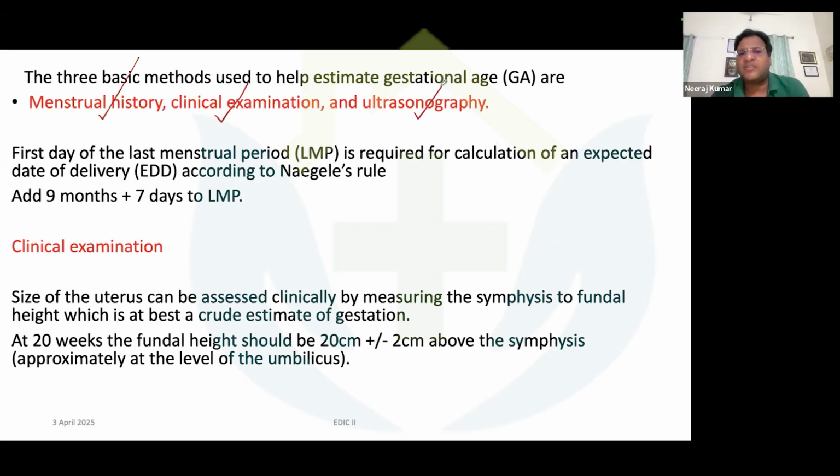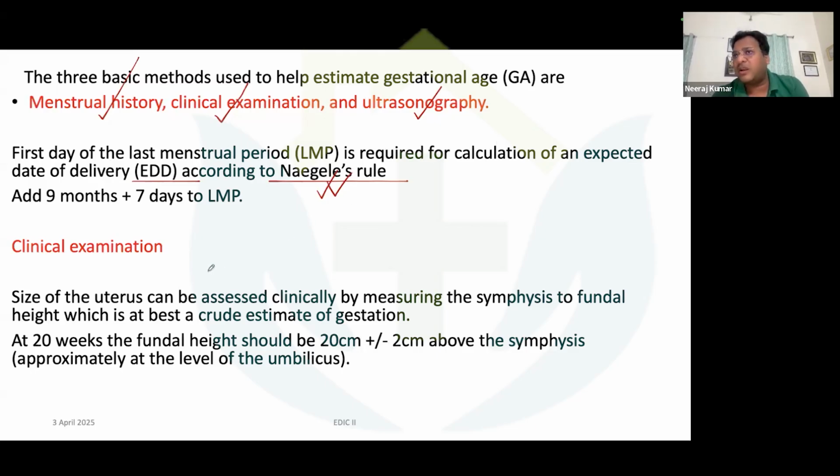Now, the first day of the last menstrual period is required for the calculation of an expected date of delivery according to Nagel's rule. We all know that. So add 9 months plus 7 days to the last menstrual period, by which you can calculate the expected date of delivery using Nagel's rule.